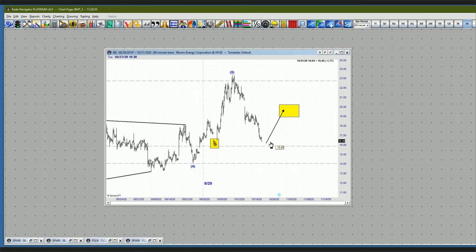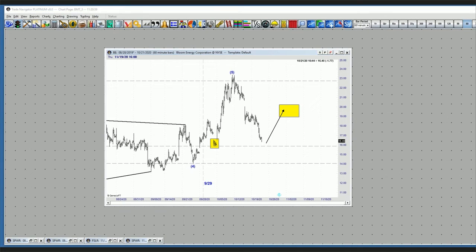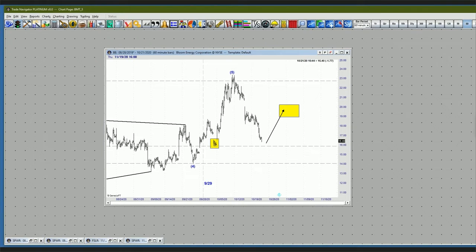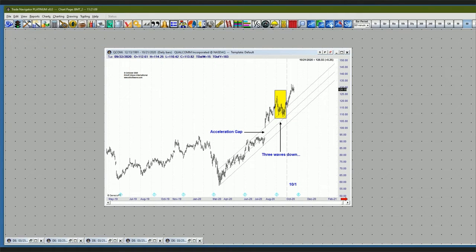There's that many opportunities. Okay, now let's move on and take a look at a few other markets, because I'm kind of getting a bit long-winded, which I have a tendency to do, and I apologize for that. We're going to look at another one, Qualcomm. Okay, we talked about Qualcomm on October 1st, and here was the lesson.